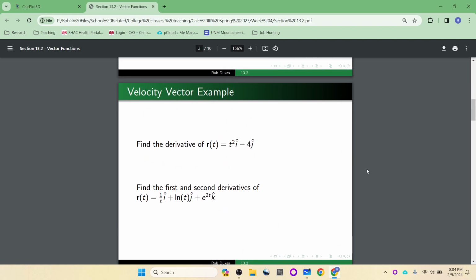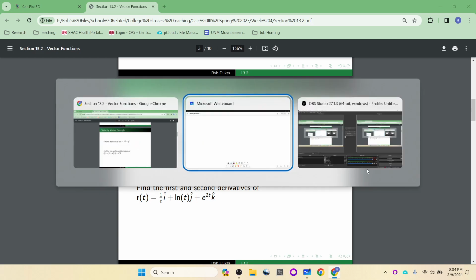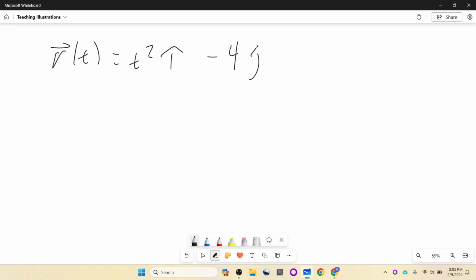Find the derivative of r of t is t squared i minus 4j. Okay, t squared i minus 4j. Well, then the r prime would be 2ti plus 0j, because the derivative of 4, it's a constant.